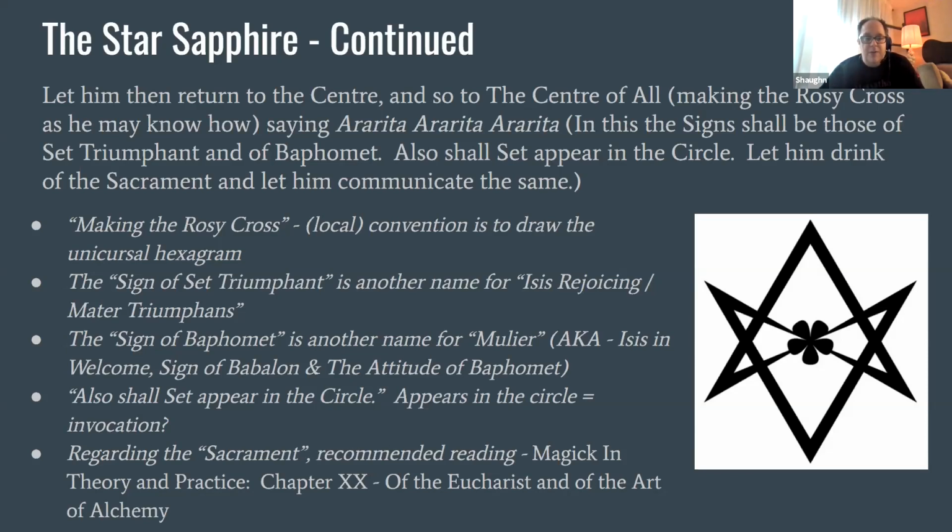"Also shall Set appear in the circle." Because it's a circle, I thought maybe this is some kind of invocation, although I'm not 100% sure what "also shall Set appear in the circle" means. Regarding the sacraments, I recommend reading Magick in Theory and Practice, chapter 20, which is entitled "Of the Eucharist and of the Art of Alchemy."